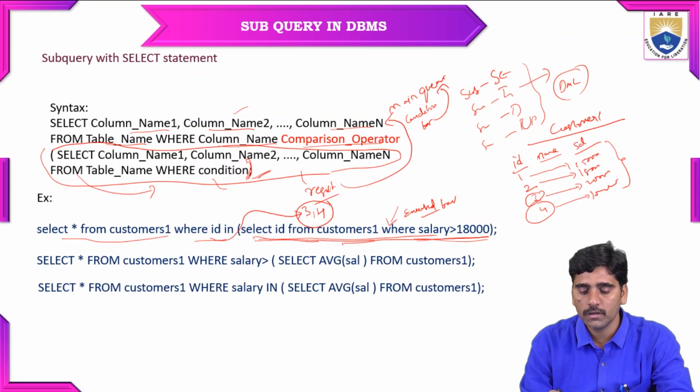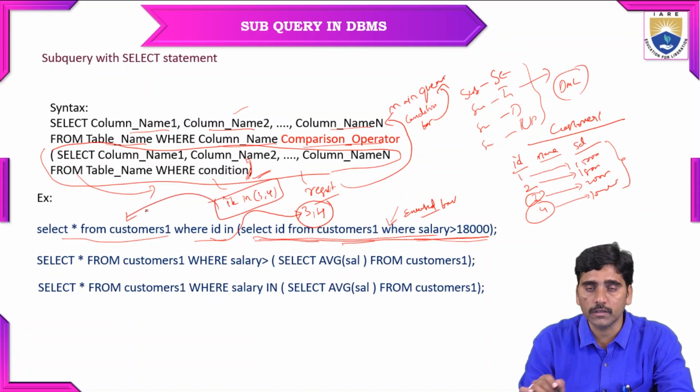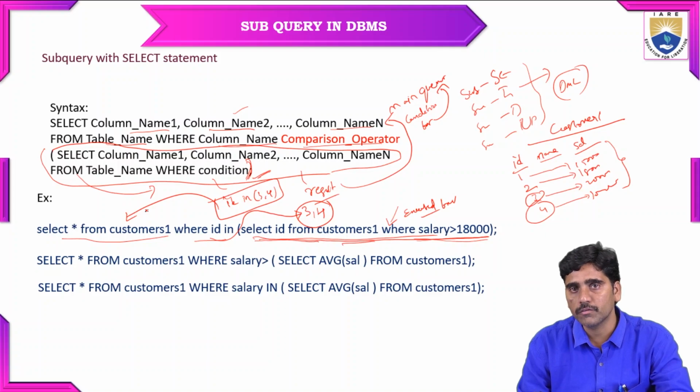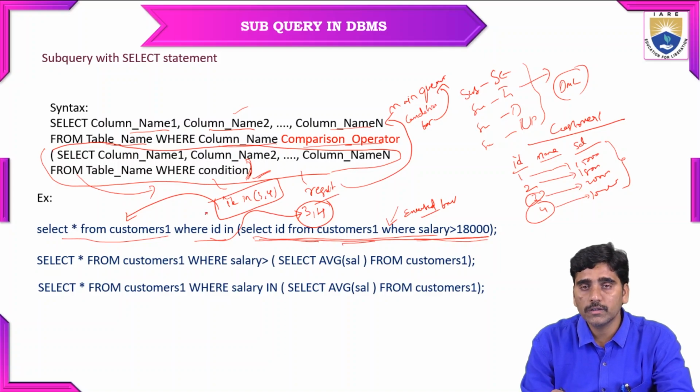That indicates what? Now this is the condition. What is the condition? ID in (3, 4) is the condition. The condition for what? For this main query. So now executing this main query.